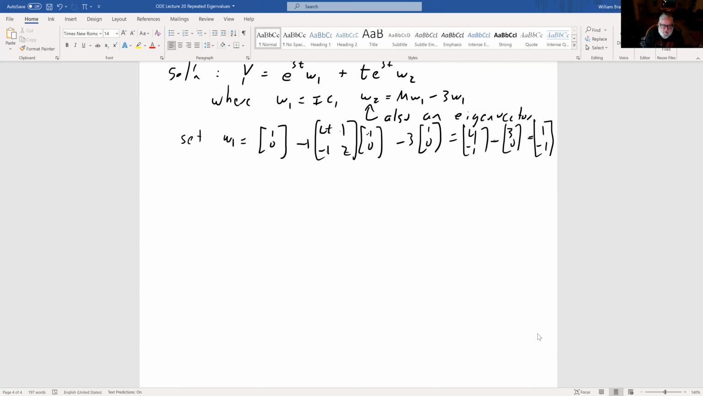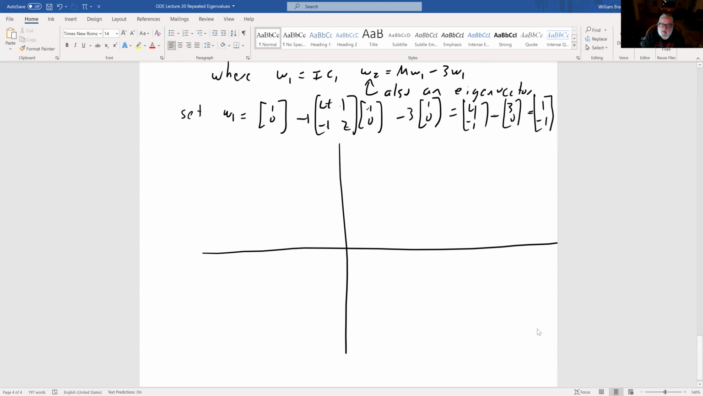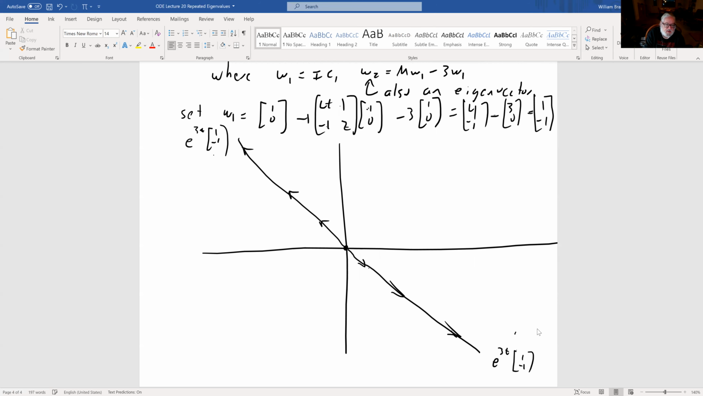Great. So what do our solution curves look like? Well, we've got a 1, minus 1 eigenvector solution here. That'll be e to the 3t times 1, minus 1. And it's going out because we have a positive exponent. And then we have it going the other way. Just multiply this one by minus 1 to get the opposite one. Those are eigenvector solutions.